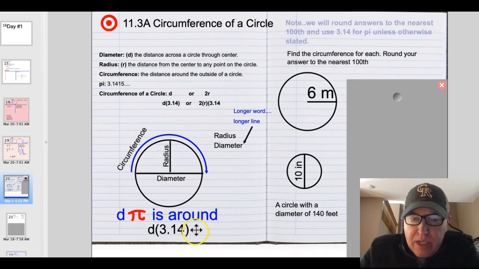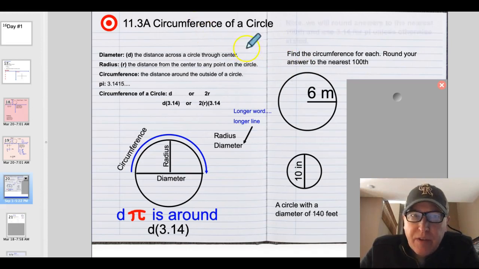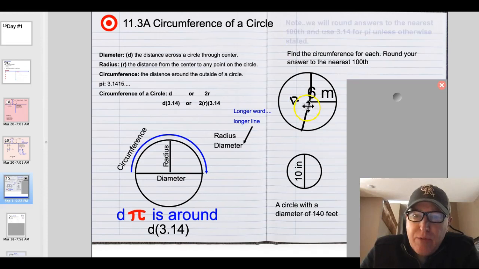All right, we're going to use d pi. Do we have the diameter? Heck no. We need to know what the diameter is. Oh, that's the worst looking diameter I've ever seen, but still, it's going to be 12 because the radius is 6. So all I have to do is take the diameter, 12, times 3.14.